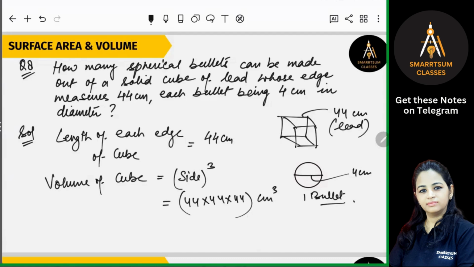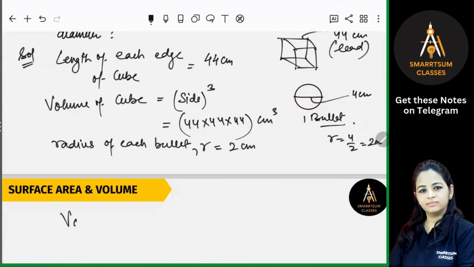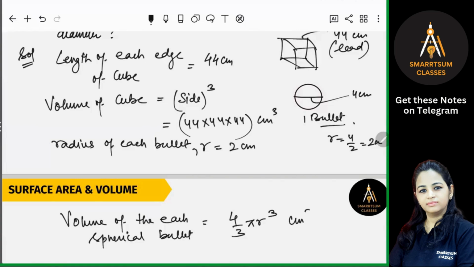Now, what is the radius of the bullet? Since it is given that it is 4 centimeter in diameter, the radius will be 4 by 2, that is 2 centimeter. So the radius of each bullet, that is R, is 2 centimeter. Now, what is the formula for the volume of a sphere? Volume of each spherical bullet, because it is the shape of a sphere, is 4 by 3 pi r cube, centimeter cube.